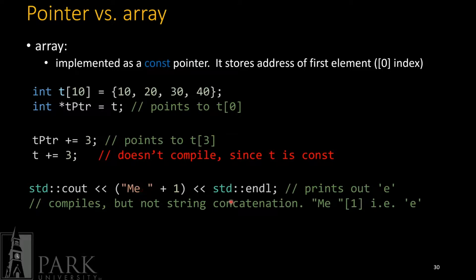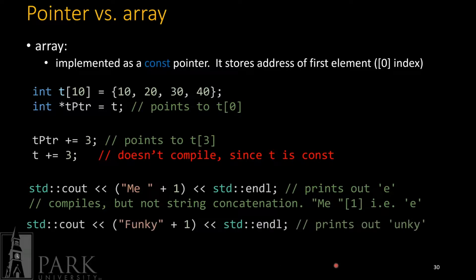Now if you had a longer word, the stream insertion operator would start at the letter index in the location and then continue printing until the null character was encountered. Like in this situation right here, we have the word funky, and so we're going to index it starting at U, and then it's going to print the rest of it until it encounters the null termination character. So it's just going to print out unky.